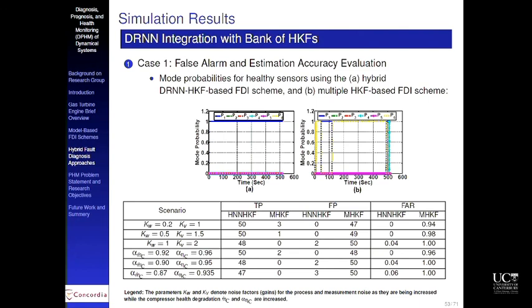I'm just going to close with a couple of slides. And then maybe I can entertain some questions. So here you see the results that we get when there is no fault in the system. And when there is no fault in the system, the mode probability should be healthy, which is perfectly fine. And this is the result with this hybrid solution, neural network and model-based.